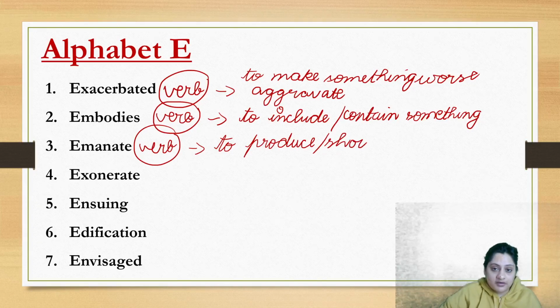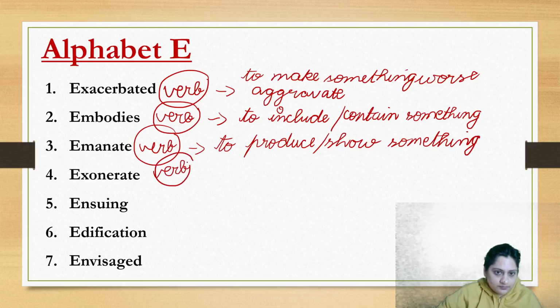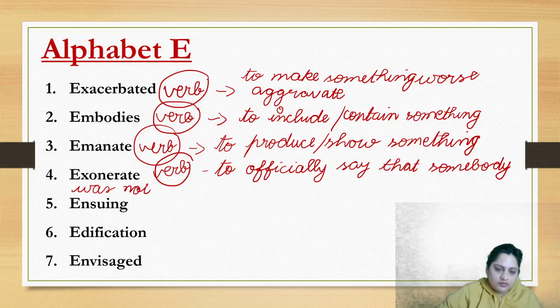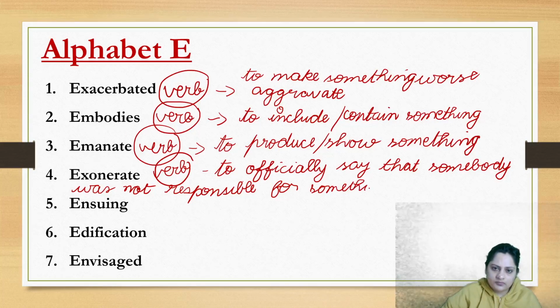He emanates power. He emanates confidence. Exonerate, again a verb, to officially say that somebody is not guilty of a crime, to officially say that somebody was not responsible for something bad that happened.